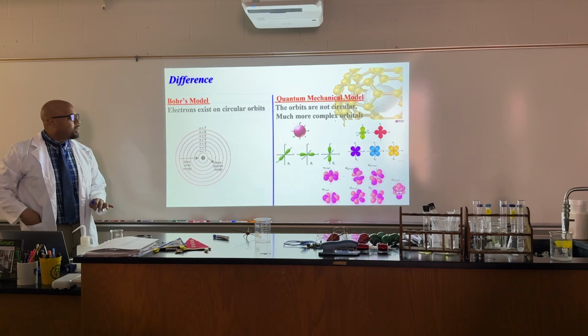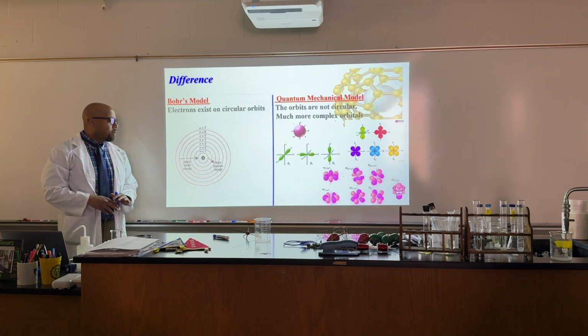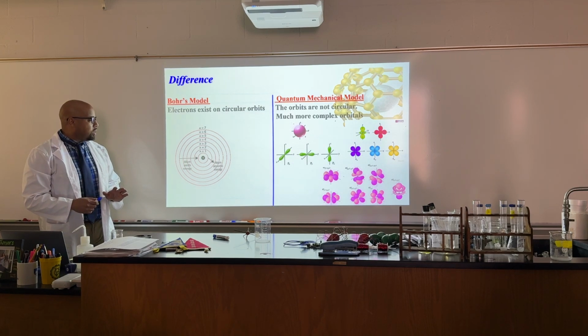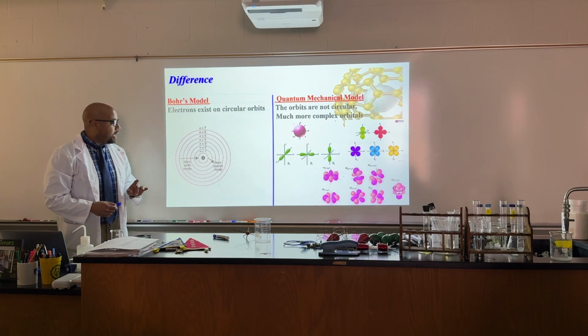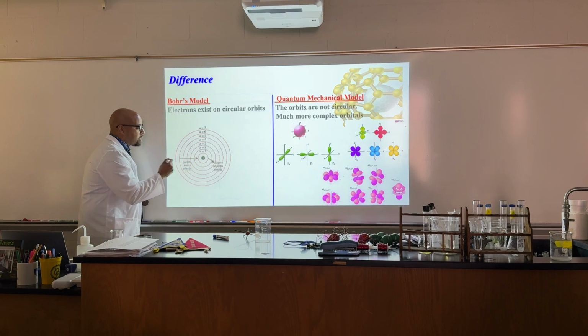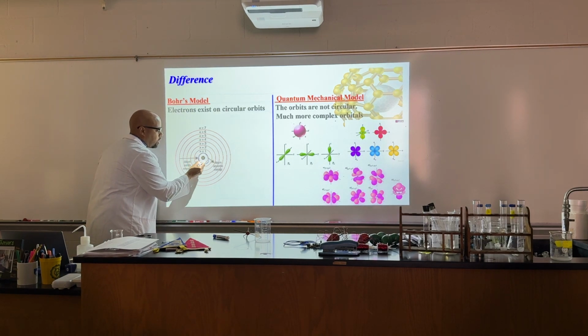Now, really quick, I'm going to say this quickly. You're not responsible for knowing it. I just want to point out why Niels Bohr was okay with hydrogen in this case. If you think about hydrogen, it only has one electron. Where's that one electron going to sit? It's going to sit right there on this little circular orbit here.